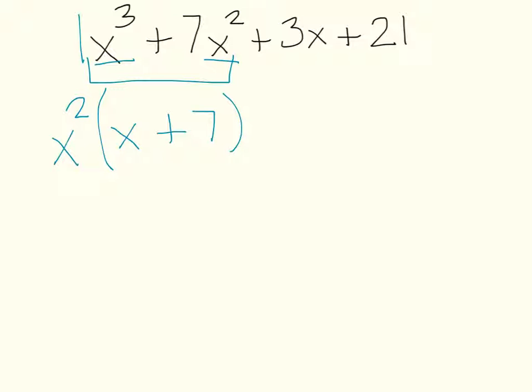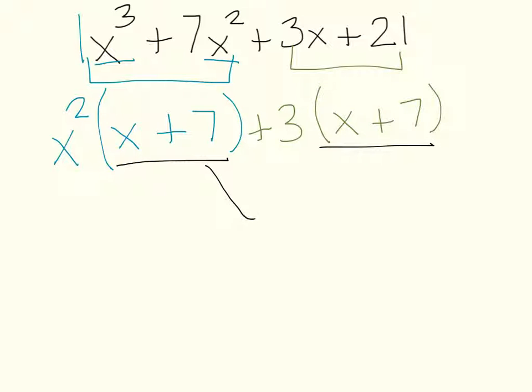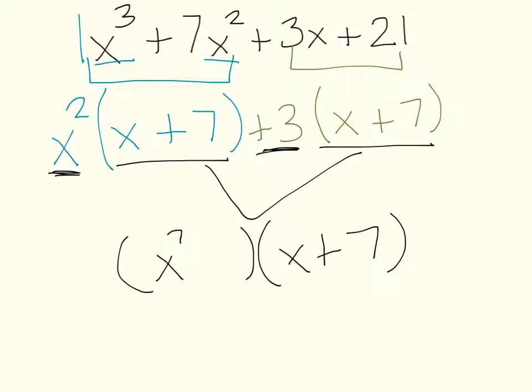And on my right-hand side, 3x and 21 have a 3 in common. I almost said 7. I have a 3 in common. That would leave me with an x plus a 7. So like we talked about in the last example, when your factors match, you rewrite them one time. Then you're taking your greatest common factors from out in front and making them a factor also. And that is how you use factor by grouping.